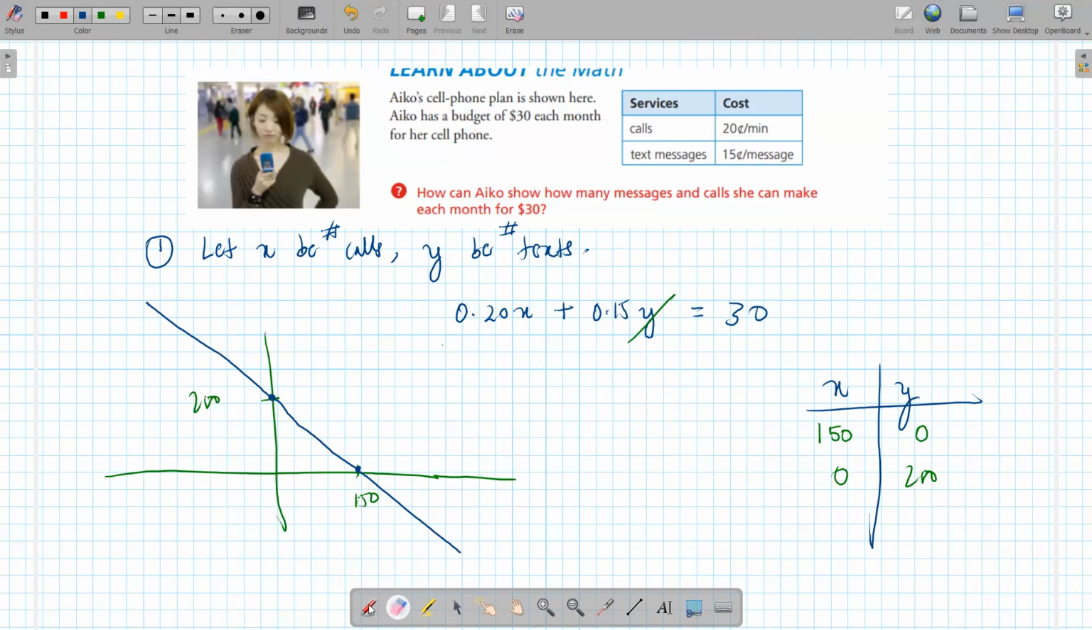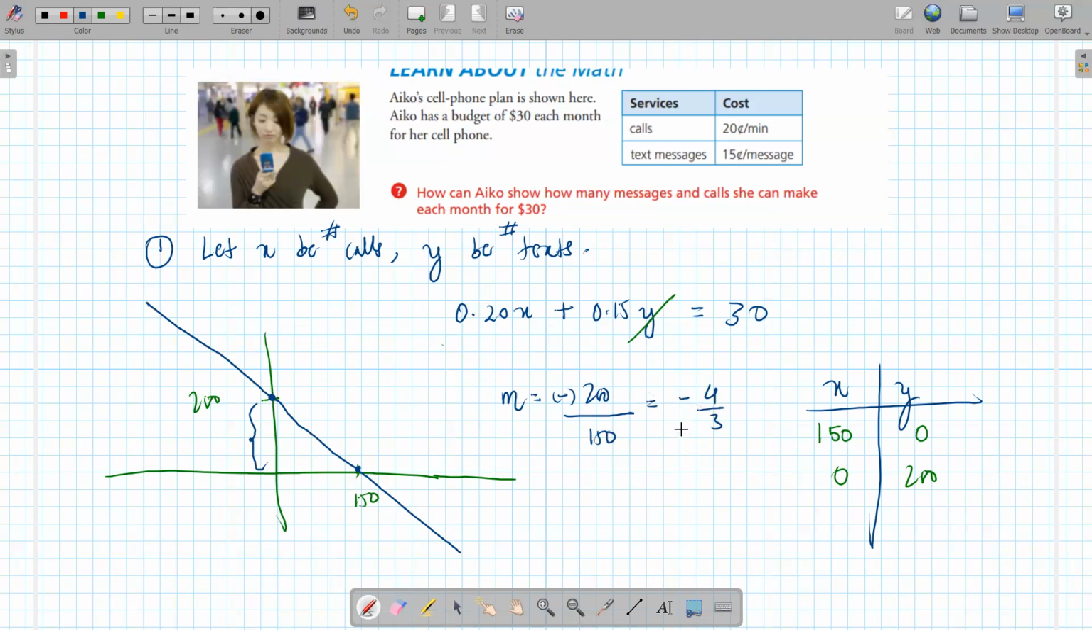Remember, slope is rise over run, right? See, this is your rise. So slope is going to be 200 with a negative sign because it's going down. That's our rise. What's our run? 150. So this is going to be minus 4 over 3, right?